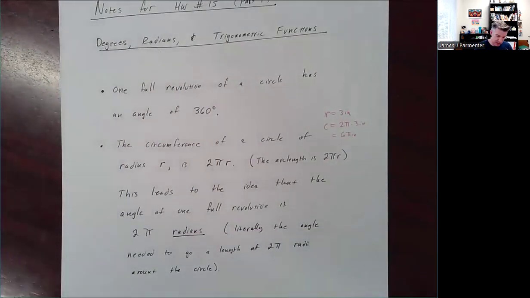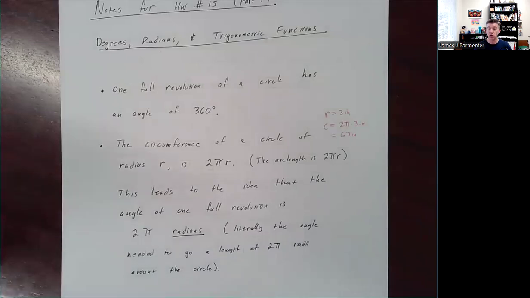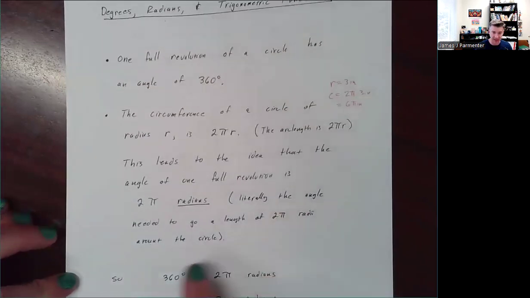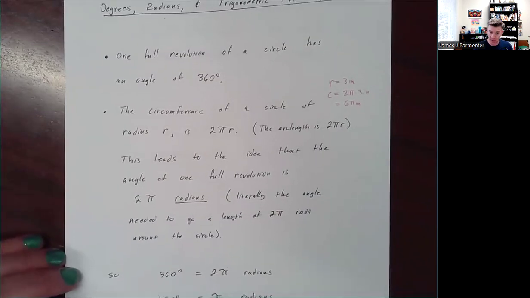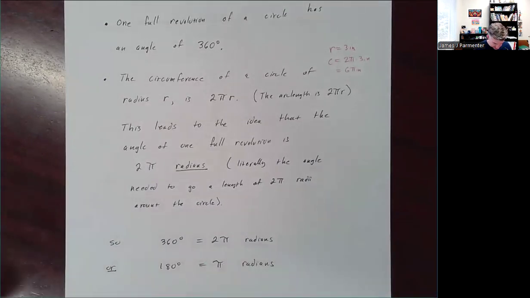This leads us to the idea that the angle of one full revolution of a circle is 2 pi radii long, or 2 pi radians. Literally, the angle needed to go a length of 2 pi radii around the circle. I'll talk more about this in just a second. But I just want to point out that we're going to use this equivalence, that 360 degrees is equal to 2 pi radians. They're both measures of angles, degrees versus radians. And if we divide both sides by 2, 180 degrees is equal to pi radians.